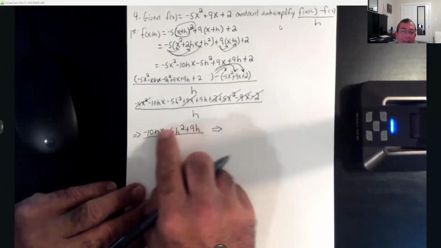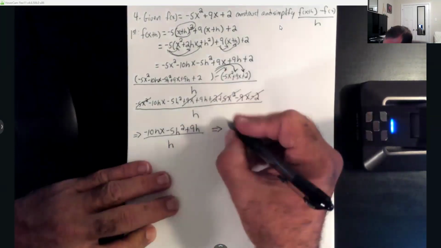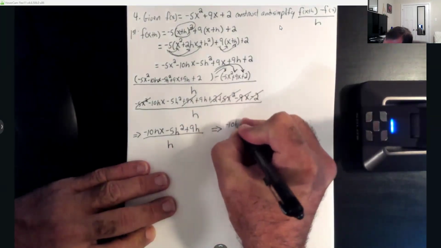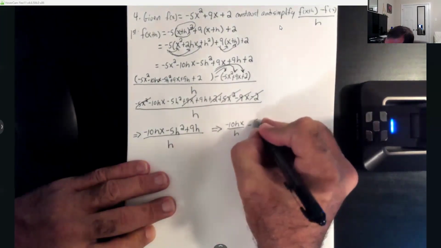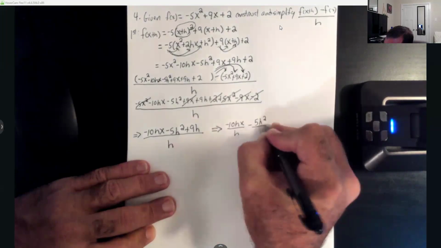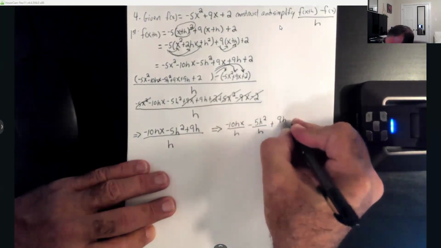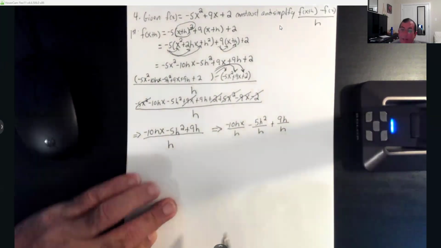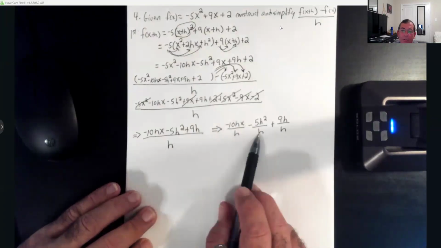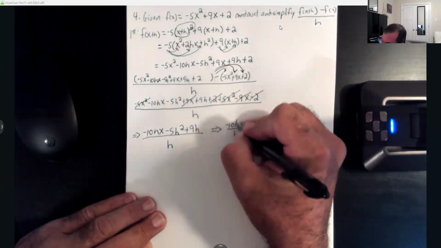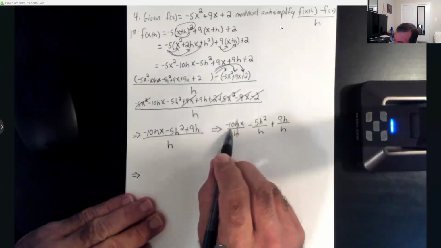Now, you got to realize there's 3 terms up here. All 3 of these divided by the h. So you'll have negative 10hx divided by h minus 5h squared divided by h plus 9h divided by h. So if you got the right amount to see that happening, that's cool. So on the first one, the h's cancel, and I'm left with negative 10x.